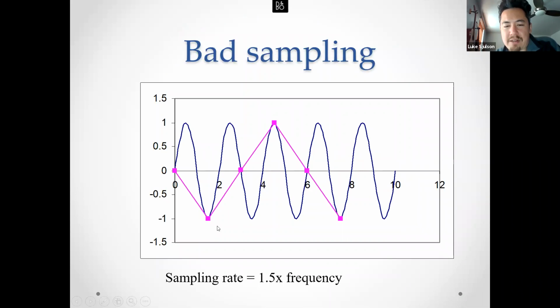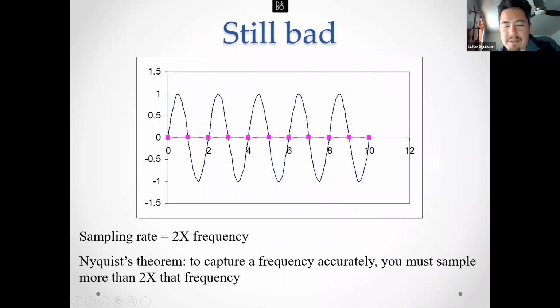Here you're sampling it at 1.5. So if this is an oscillation at 10 kilohertz, you're sampling at 15 kilohertz, then you're not getting it, and you're actually getting something that's distorted. So this is also still bad. If it's 10 kilohertz and you're sampling at 20 kilohertz, then you get this thing that is still very bad.